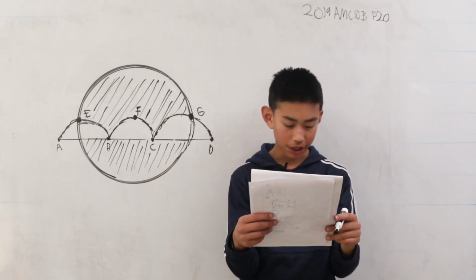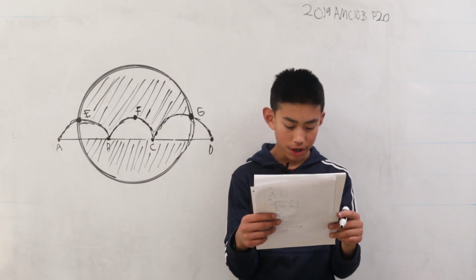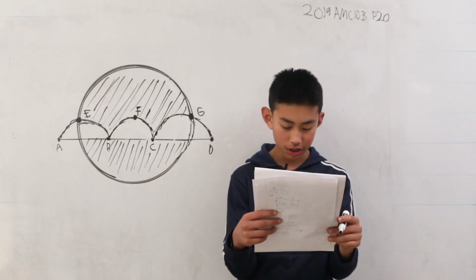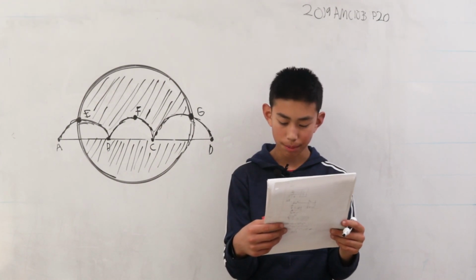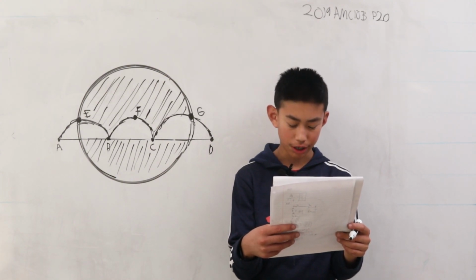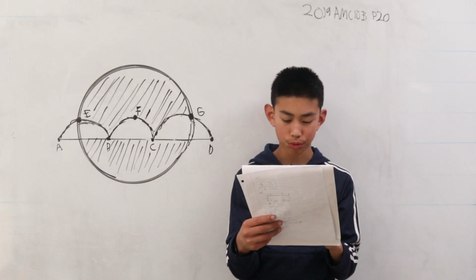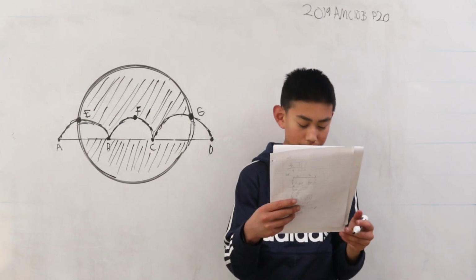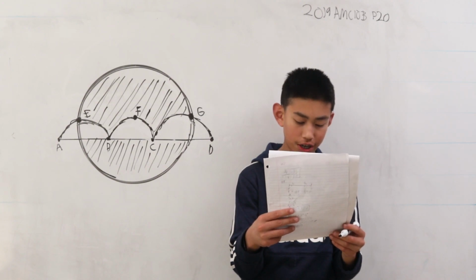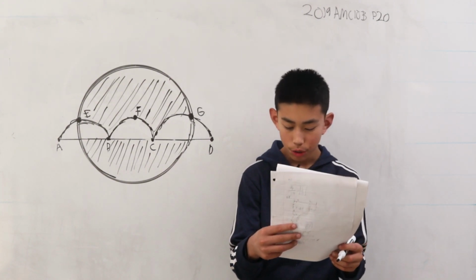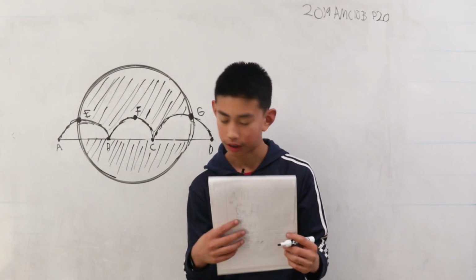A circle of radius 2 has its center at F. The area of the region inside the circle but outside the 3 semicircles, shaded in the figure, can be expressed in the form A over B times pi minus the square root of C plus D, where A, B, C, and D are positive integers and A and B are relatively prime. What is A plus B plus C plus D?